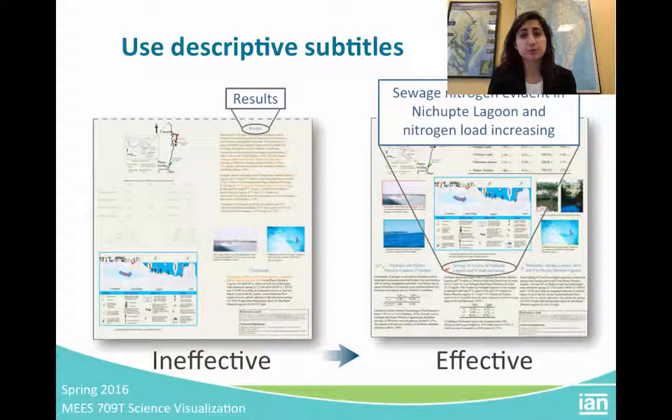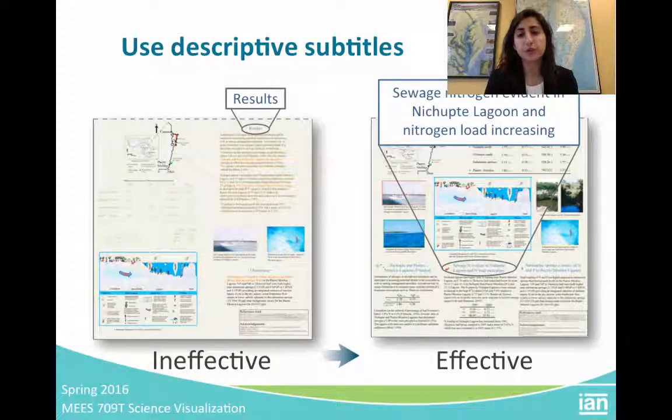Same goes for subtitles. This is something I see a lot at conferences and posters. The subtitle will be Introduction, Methods, Results. That's good for a scientific paper, and for most scientific posters, that's what you're going to see. But if you can change those single word or really boring titles into descriptive titles that are active, then you can guide your audience through your poster and really get them involved and excited about reading it.